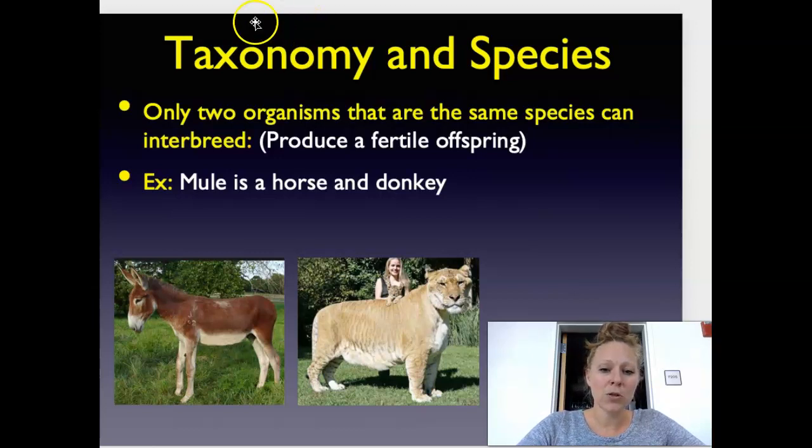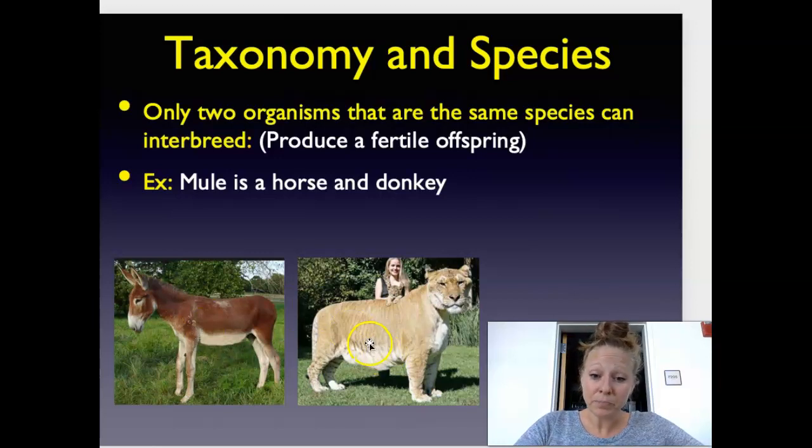There's a weird little exception, though. There are some species that are closely related, and they can produce an offspring, but they're not a fertile offspring. What does this mean? Fertile means able to reproduce. So a horse and a donkey are evolutionarily closely related, closely enough that they can interbreed and produce something called a mule. However, this mule is not fertile. It'll never be able to reproduce. It is sterile, so it can't reproduce. And so therefore, a horse and a donkey are two different species.